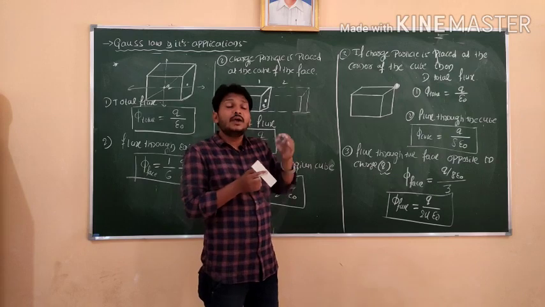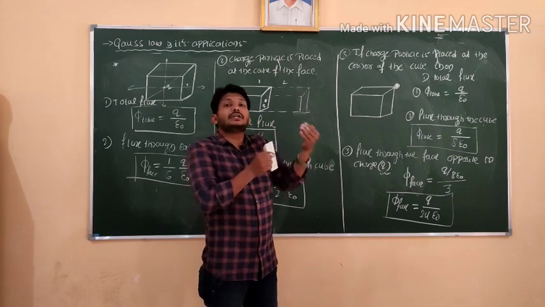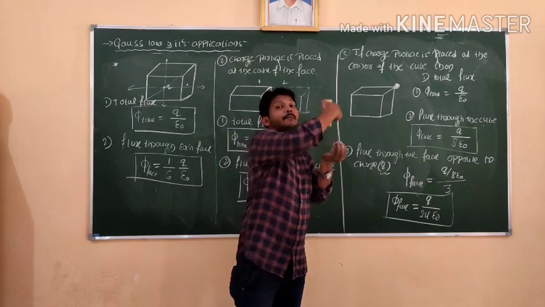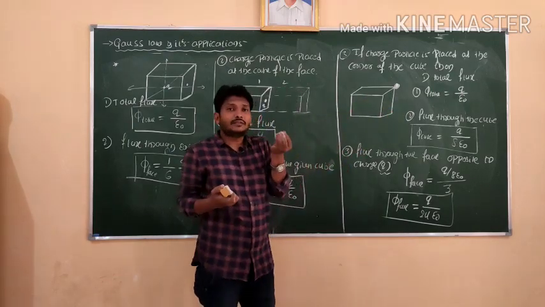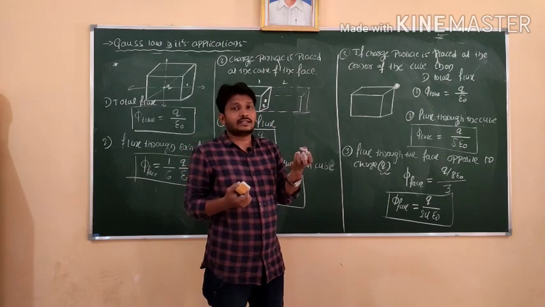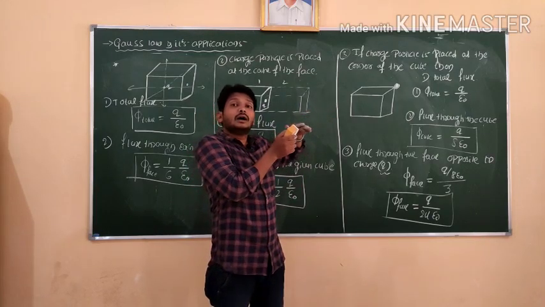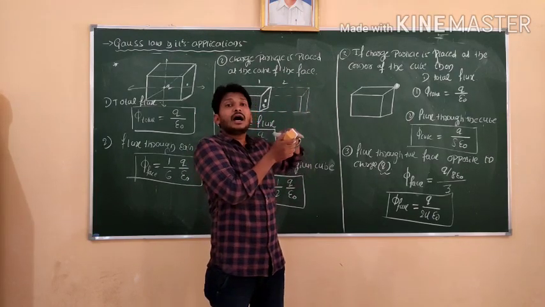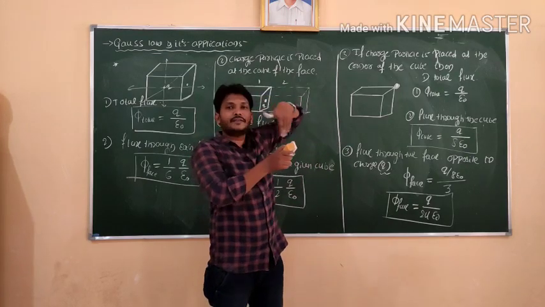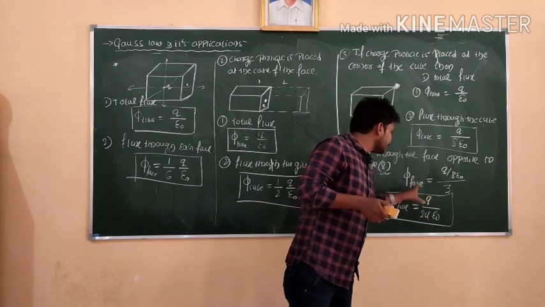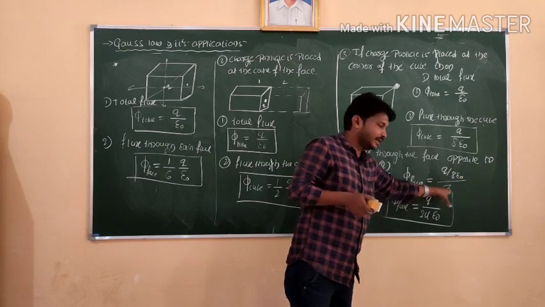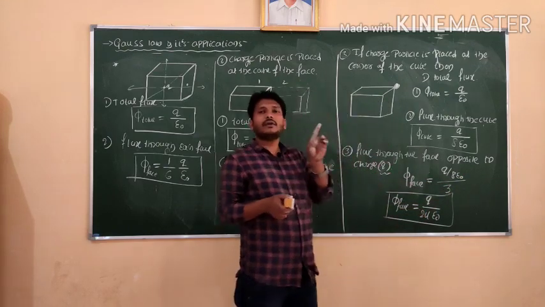Flux through the faces, which faces am I choosing here? Opposite to the charge. Those faces must be on the opposite side of the charge here. The faces opposite to the charge means only 3 faces I will consider. Why? Because remaining faces are attached with the neighboring cube. So out of 6, I will consider just 3 faces here. For 3 faces, phi of faces is equal to Q by 8 epsilon naught whole by 3 here. So Q divided by 24 epsilon naught.